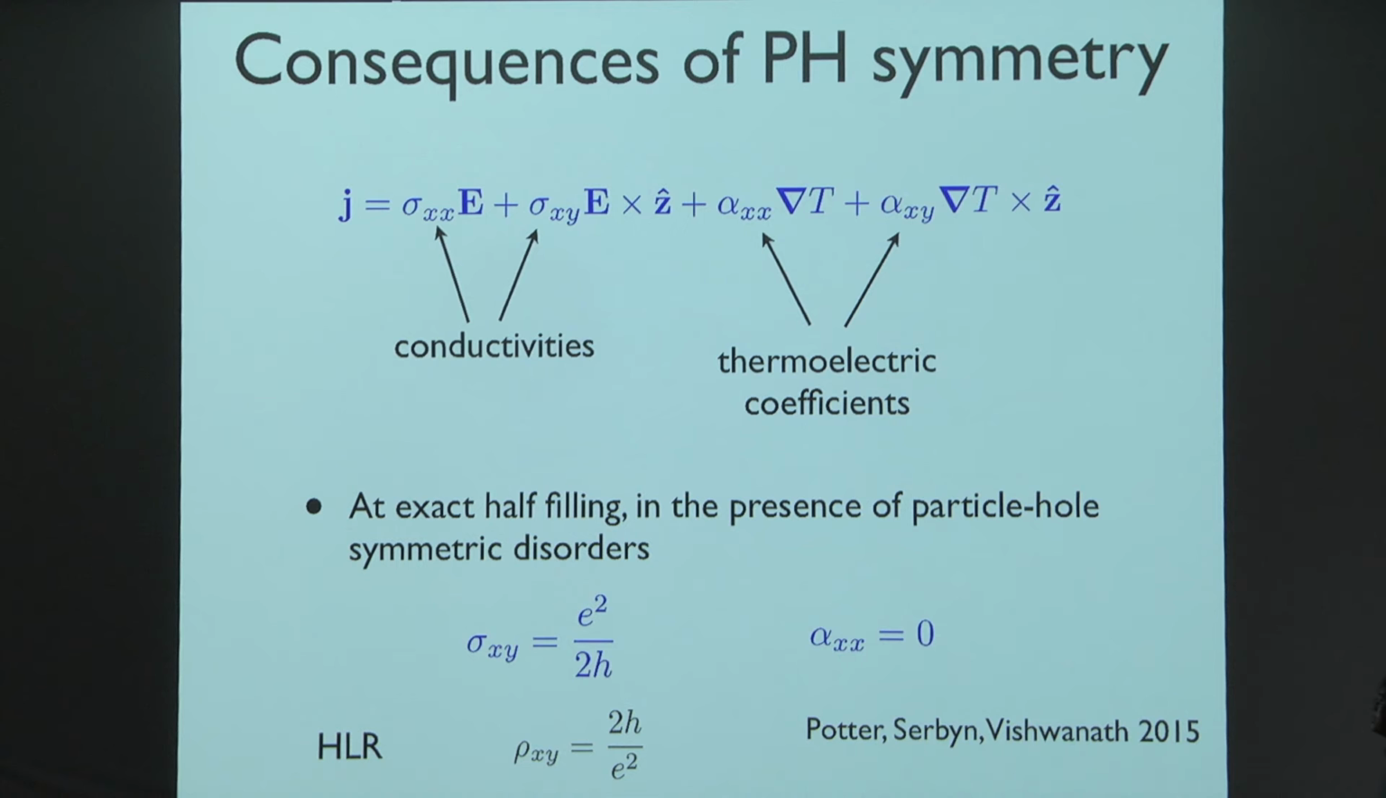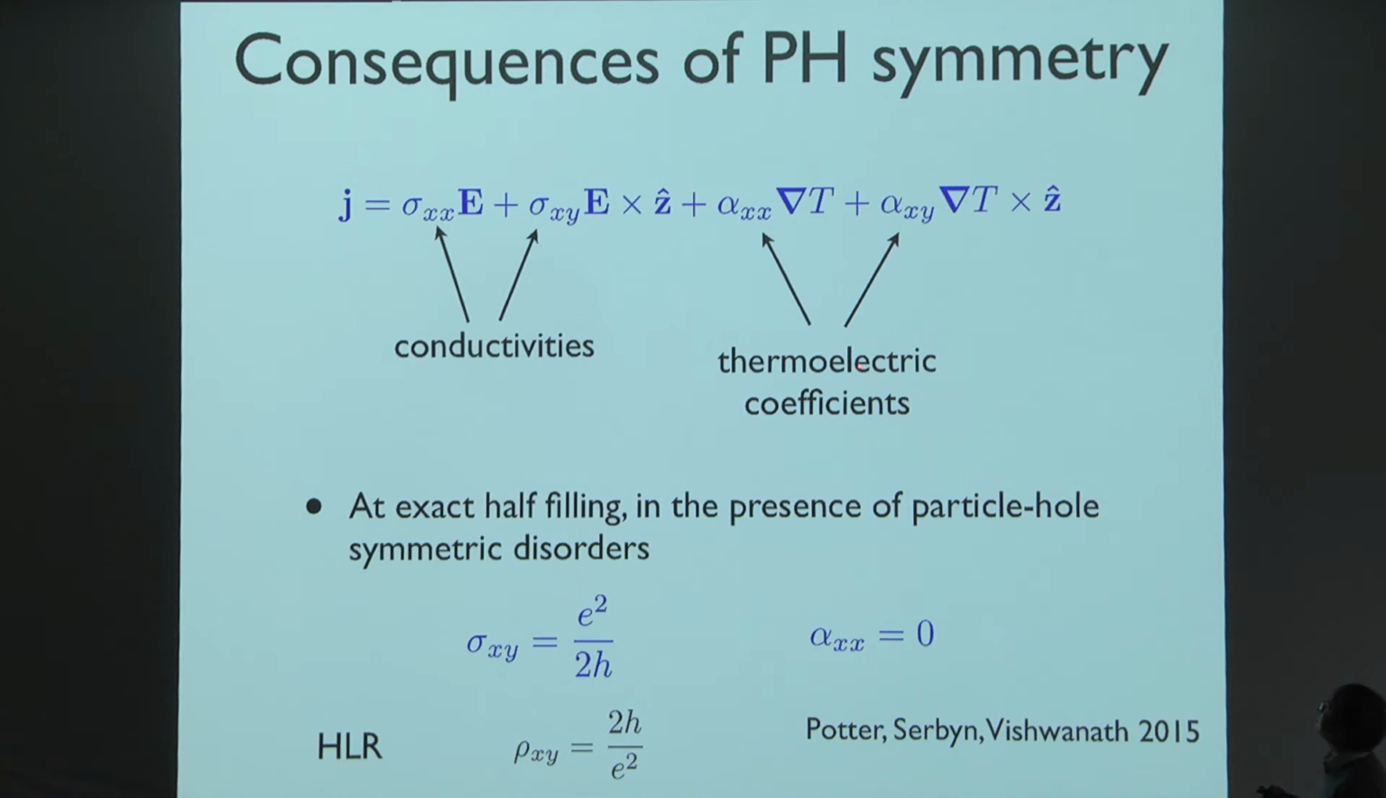e squared over h. The HLR theory, the most used version of the HLR theory, would give you some prediction, rho xy equal to 2, which is not the same as sigma xy equal to a half if there are diagonal matrix elements in the conductivity matrix.